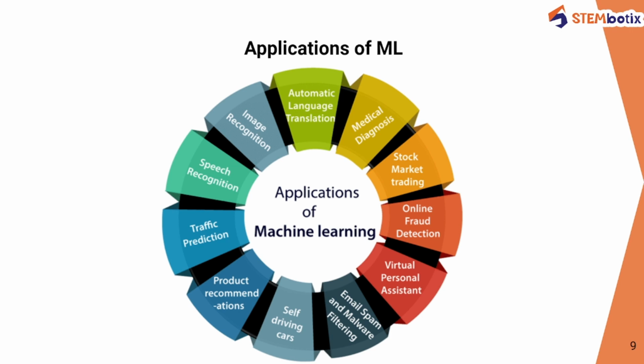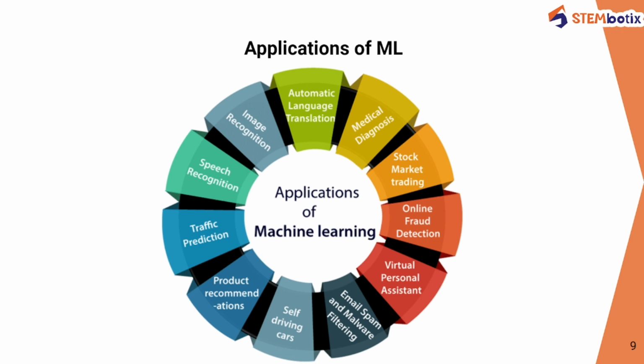As in the image shown on the screen, you can see that the application area of machine learning is so vast. For example, automatic language translation, medical diagnostics, stock market, online fraud detection, virtual personal assistants, email spam and malware filtering, self-driving cars or autonomous vehicles, product recommendations, traffic predictions, speech recognition, and image recognition. These are the areas where machine learning can be helpful or applied.